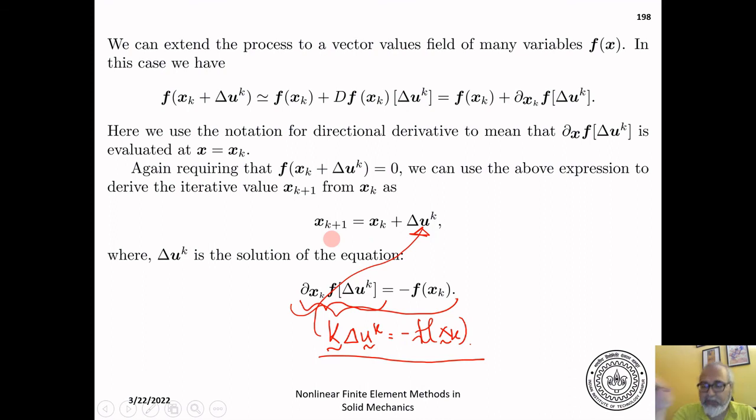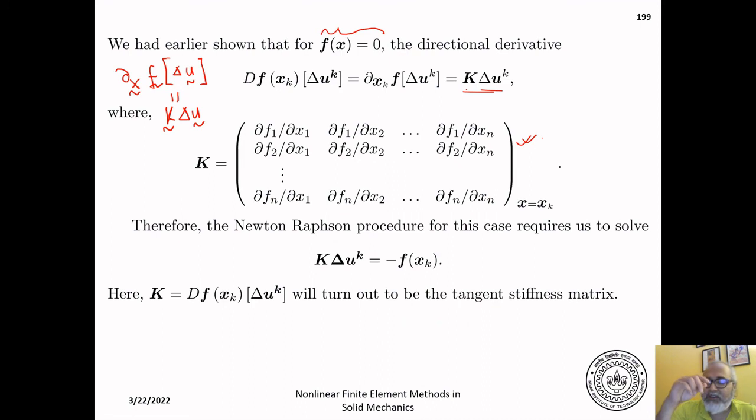Keep on doing this till, as I said, by some measure, xk and xk plus 1 become indistinguishably close. Okay, so this is how the Newton-Raphson would work for a system of equations, and in this case, this quantity K, which is actually the directional derivative of f in the direction of delta uk, will turn out to be what we will call the tangent stiffness matrix.